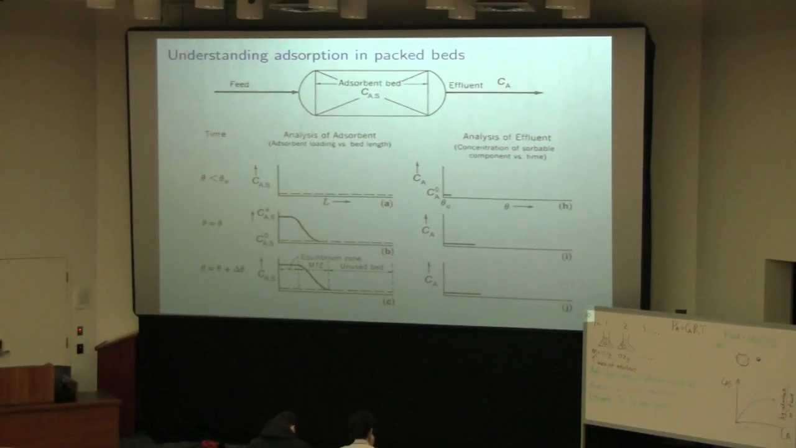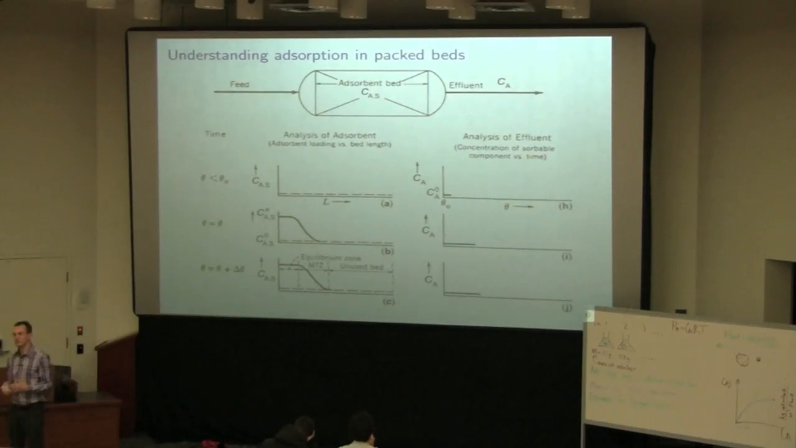Now I turn on my feed, I'm introducing material at a known concentration in my feed. I'll call it CAF later on. You'll see that terminology come in. So my feed comes in at a certain concentration and I run my bed for some period of time and I get to time theta. Let's take a look at what's happened here. After a certain period of time, the concentration of A on my solid for this first portion of the bed is at some equilibrium value, CAS superscript E.